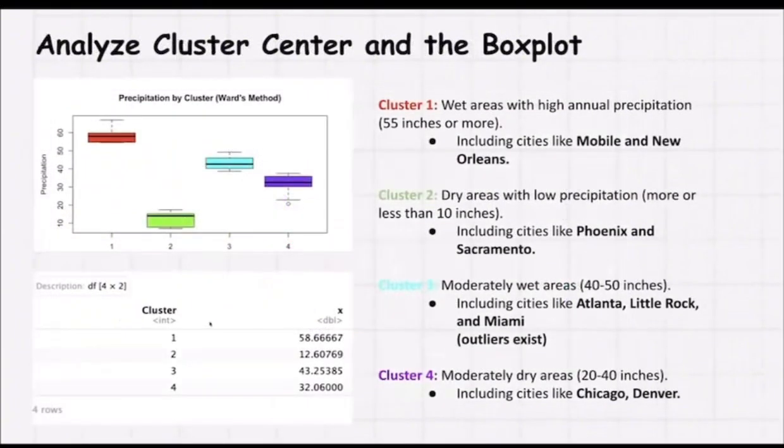And then we also did a box plot to analyze the cluster centers. Cluster 1, which is the red box here, is a wet area with high annual precipitation, including cities like New Orleans. Cluster 2, which is the green box here, is dry areas with low precipitation, including cities like Phoenix. Cluster 3 is moderately wet areas, including cities like Atlanta. And cluster 4, the purple box here, is moderately dry areas, including cities like Chicago.